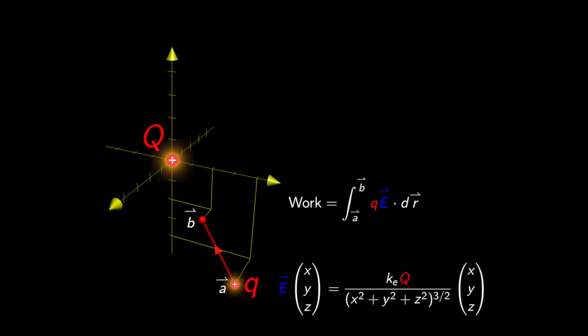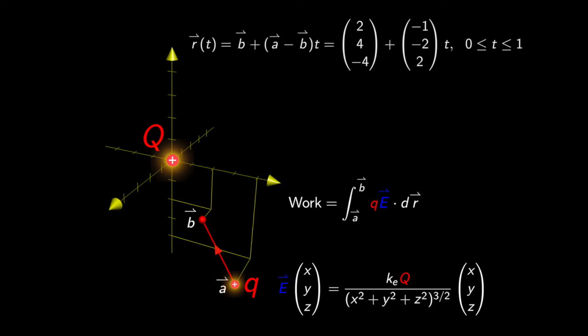E is the field induced by the charge big Q at the origin. dr represents an infinitesimal displacement vector. Once we parameterize our particle's path from (2, 4, -4) to (1, 2, -2), we can differentiate to find that dr equals (-1, -2, 2) dt.